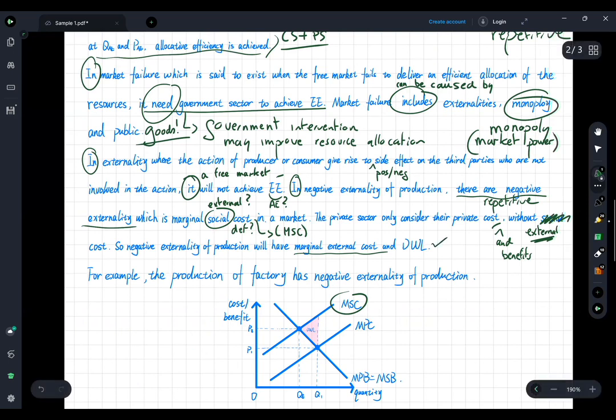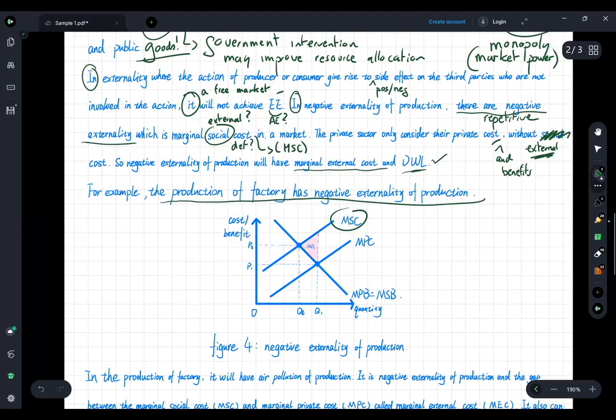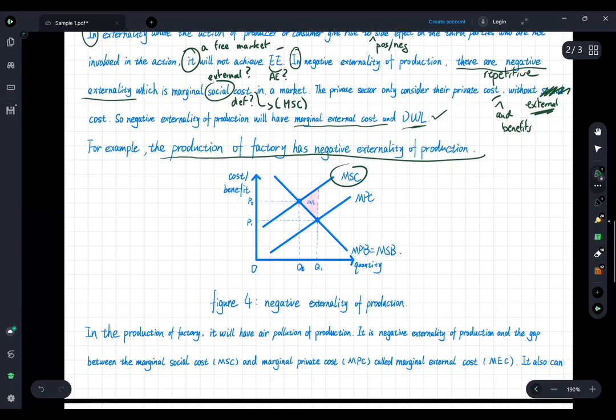Okay, but there is not much of an explanation here. And you see that the following sentence is a very good example of a bad example. The production of a factory has negative externalities of production. Okay, it's most likely true. Let me just continue a bit more then.